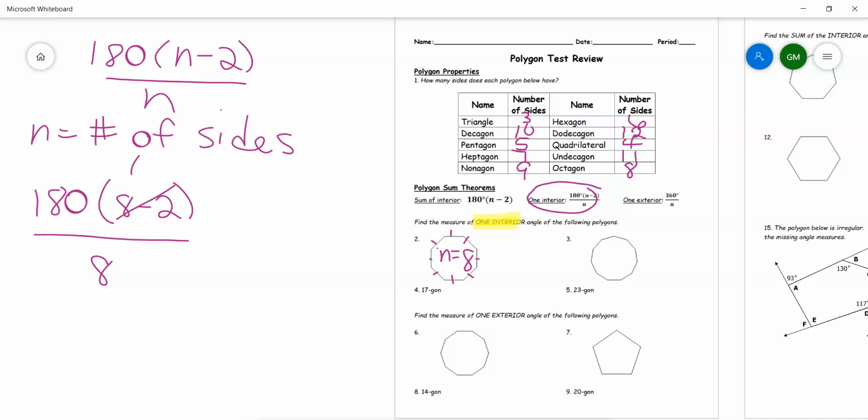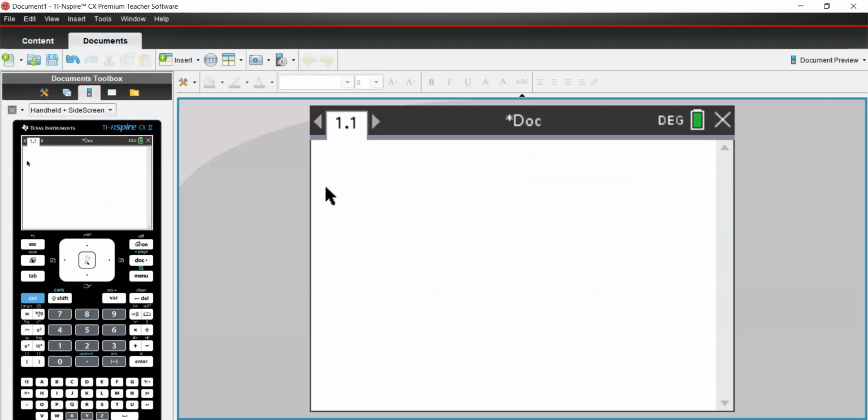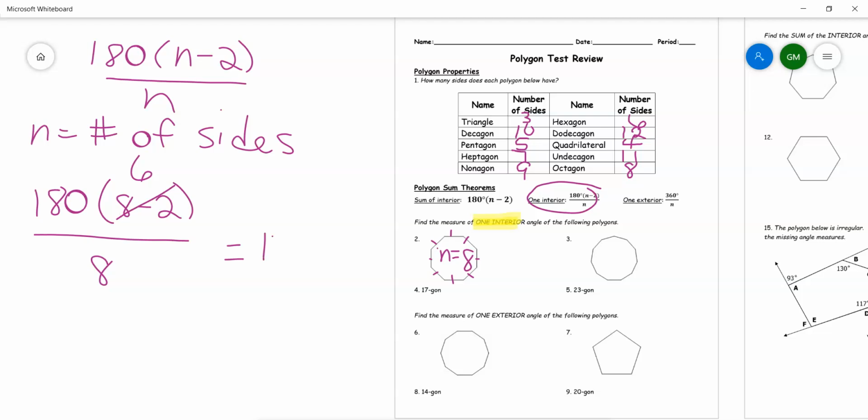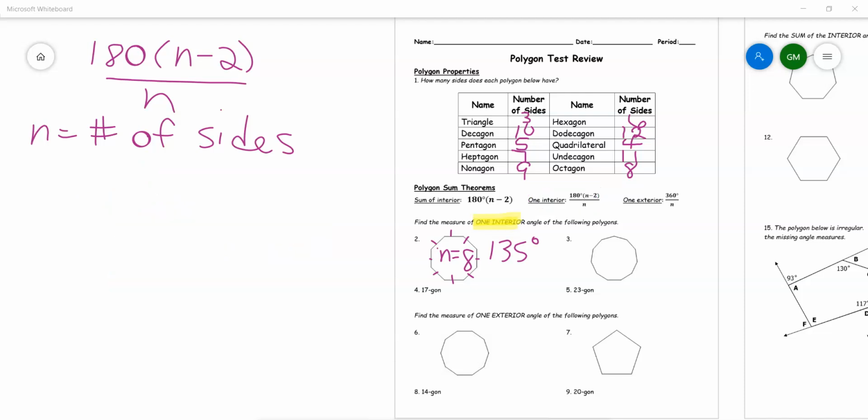8 minus 2 is 6, and then all we have to do here is run this through our calculator. So let's hit Control Divide. We have our fraction, 180, open parentheses, 6, close parentheses, divided by 8, enter, 135. So your answer is 135 degrees. It is 135 degrees for each interior angle of a regular octagon.